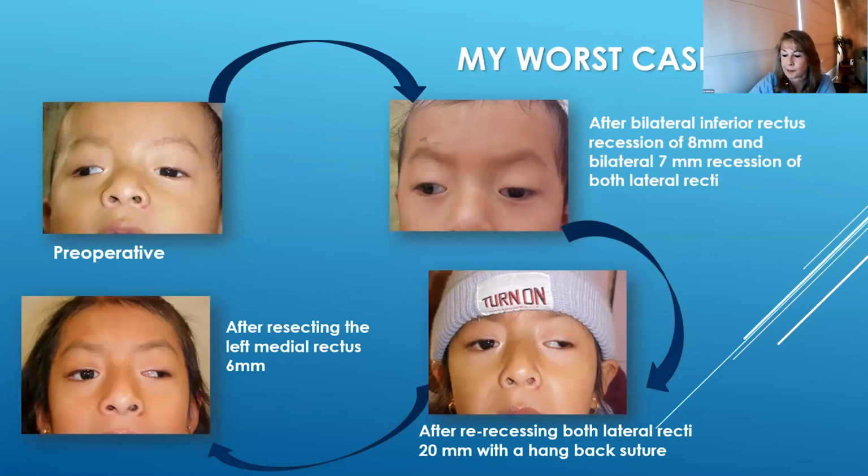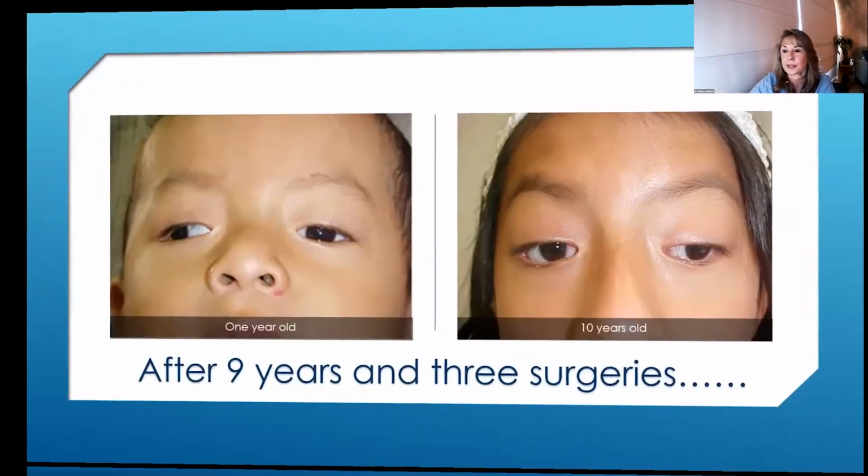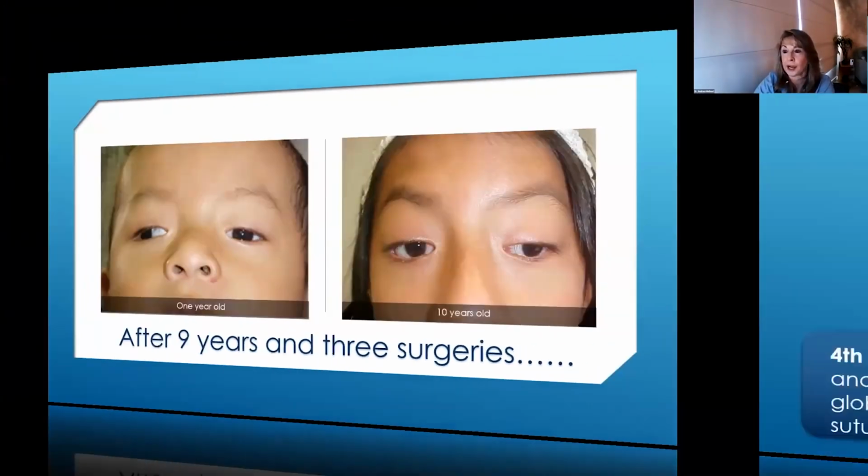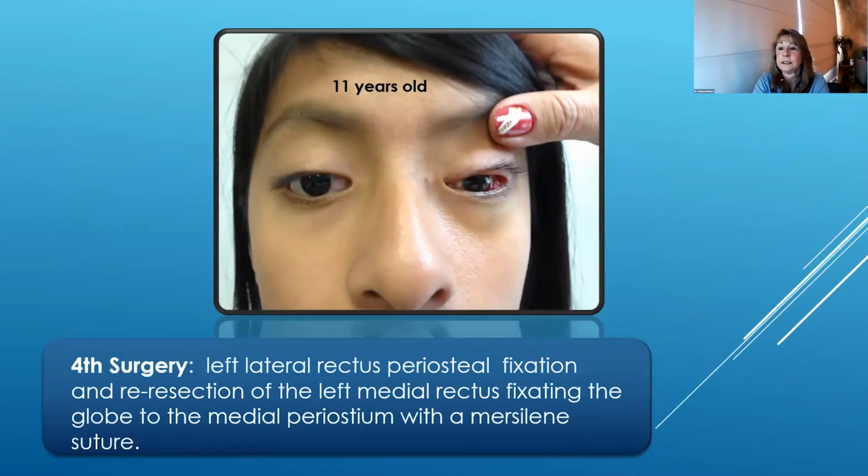So I didn't give up with this patient, and a couple of years later, well, you can see here. After following this patient 9 years, and 3 years after, her chin-up posture was better, but the eye position was pretty much the same. So I didn't give up with her, and we performed a 4th surgery.